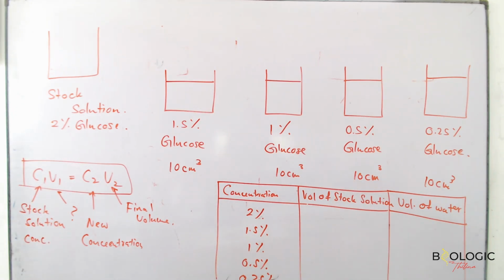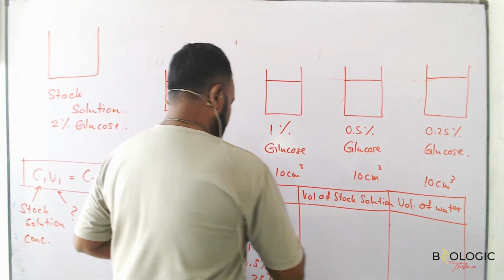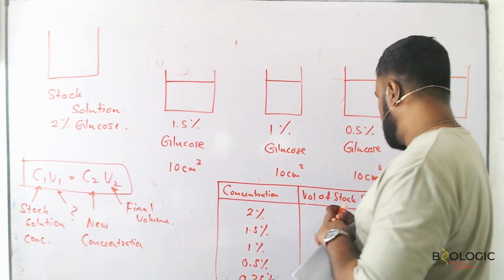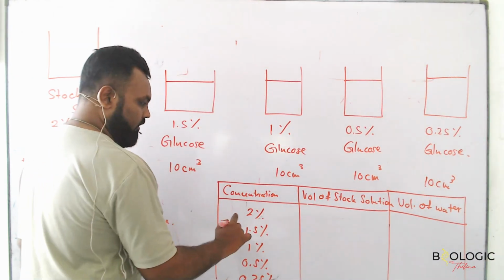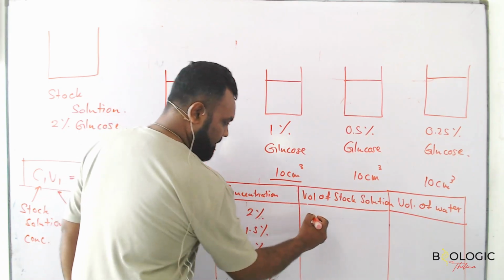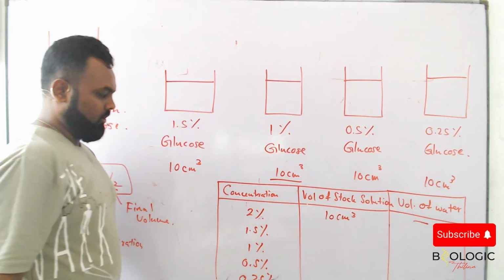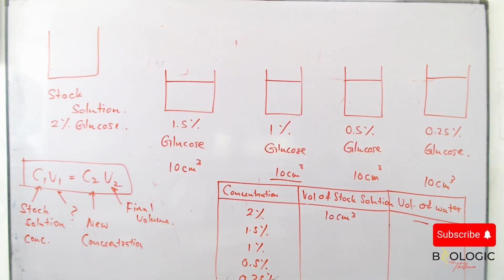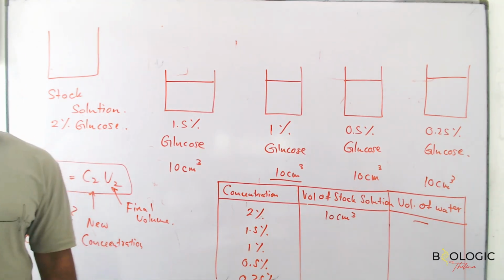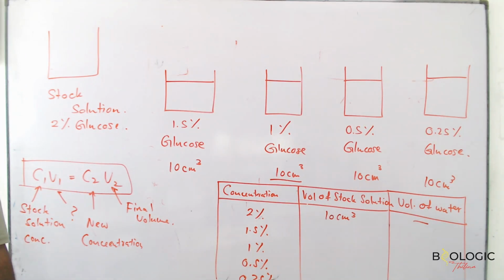Right. Now volume of the first concentration is 2%. So volume of the stock solution you need. So final volume is 10 cubic centimeter here. No, you are not adding any water there because you need that 2%, right? You are not diluting it.